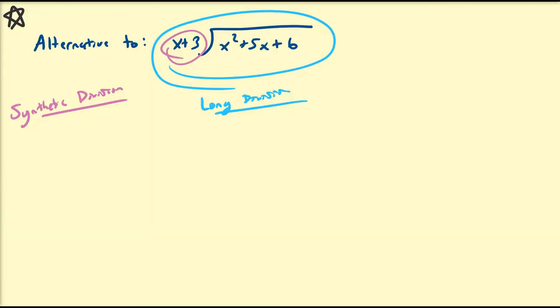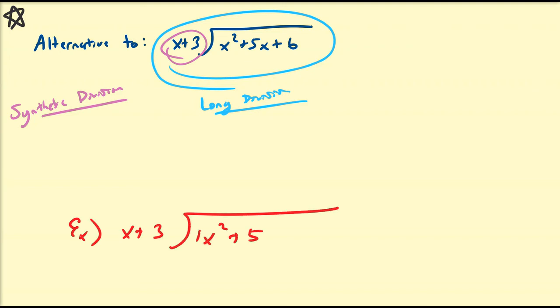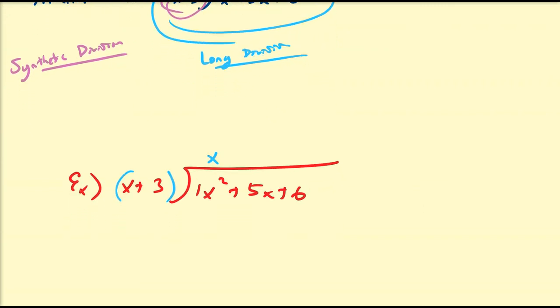So let's first off demonstrate how to use long division in the case that we cannot or do not know what synthetic division is. So as an example, we have x plus 3 divided into 1x squared plus 5x plus 6. So we ask ourselves, what do we have to multiply x by to get 1x squared? The answer is x, and then we multiply x by this divisor, x plus 3. That will give us x squared plus 3x, for which we follow by subtraction. So therefore, 1x squared minus 1x squared is 0, and 5 minus 3 is going to be 2, and then we bring down our 6.